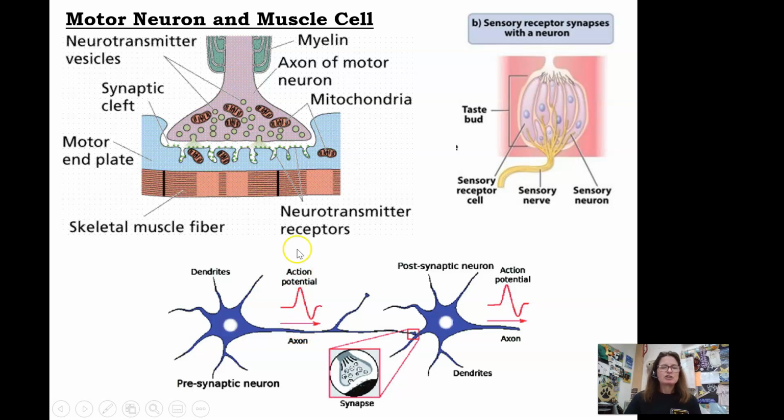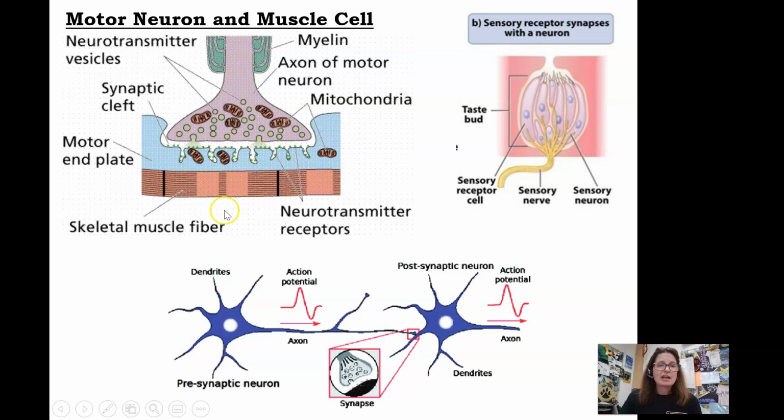So here's just some different pictures. You can see the end. This is the axon terminal. Here's the synaptic end bulb with all those different vesicles on the inside. You can't see the neurotransmitter in these vesicles. They just show them as green, and the green neurotransmitter spilling across into the space.